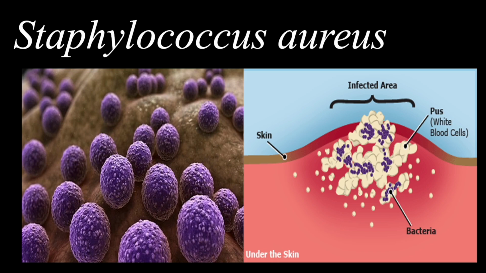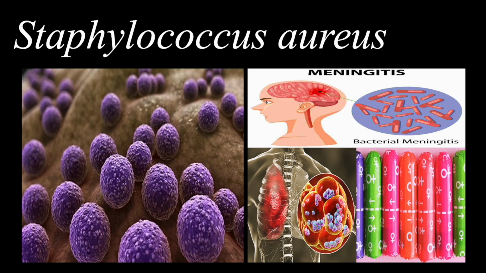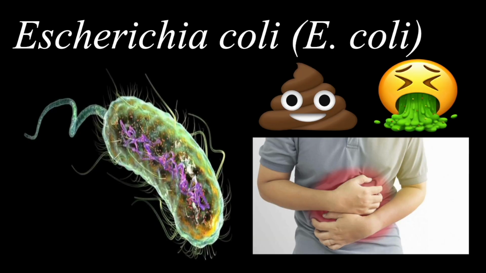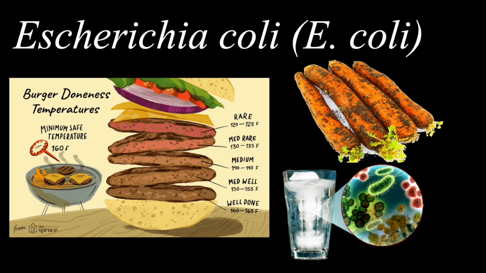This bacterium can cause a range of illnesses from skin infection to more serious conditions like pneumonia, meningitis, and toxic shock syndrome. Some strains produce toxins that cause foodborne illnesses also. E. coli. Certain strains are harmful and can cause severe stomach cramps, diarrhea, and vomiting. E. coli is often spread through contaminated food or water, particularly undercooked ground beef and unwashed vegetables.